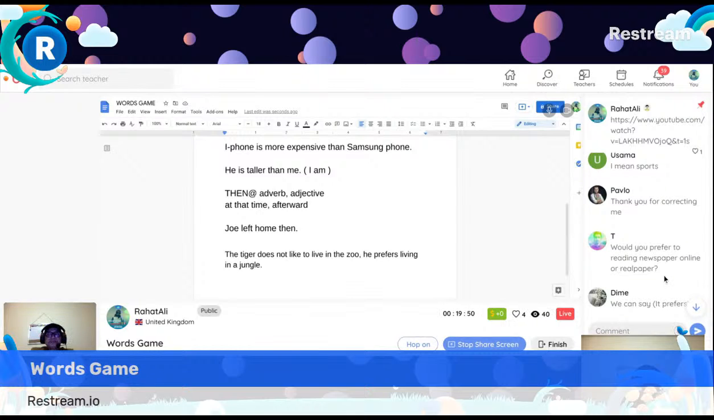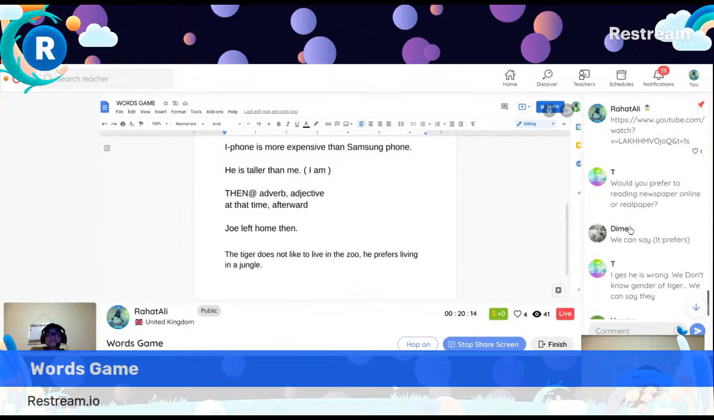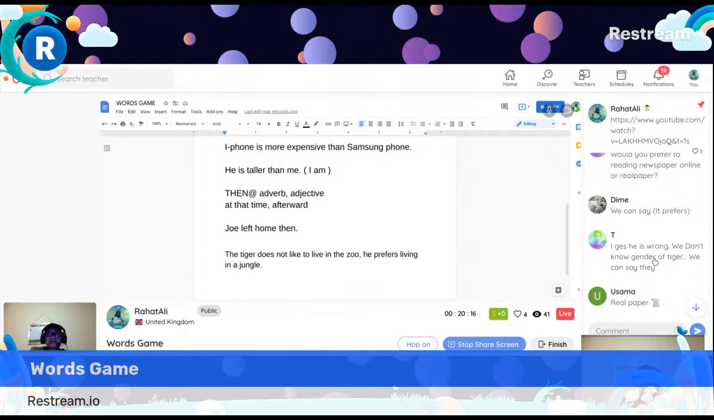Letter T says, would you prefer to read newspaper online or real paper? We can say it prefers. Would you prefer reading? We don't say to reading. We don't use to reading. Would you prefer reading newspaper online or real paper? Okay. We don't need to use to in that case. Letter T says, I guess he's wrong. We don't know the gender. That's right.